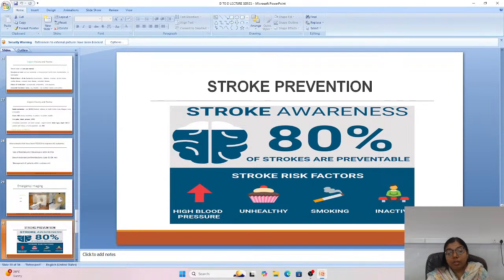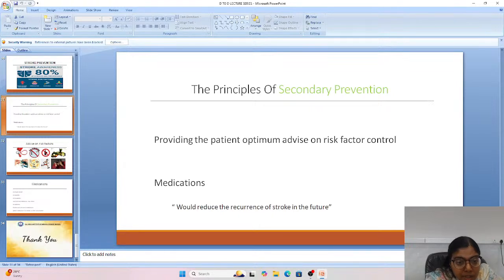Stroke is preventable. 80% of strokes are preventable. What is most important is that we need to look at the risk factors, to make patients and patients' caregivers understand how important it is to control risk factors like high blood pressure. We have to avoid unhealthy habits, avoid smoking, and you have to be active. Inactivity has to be avoided.